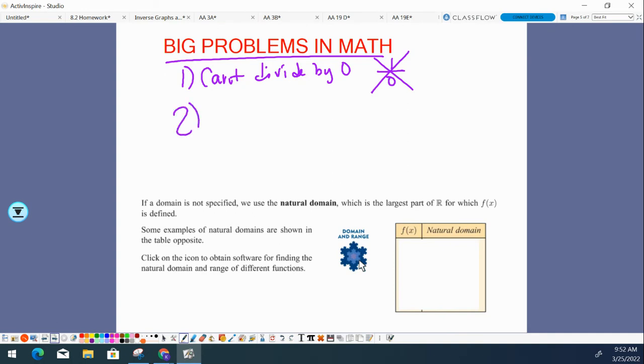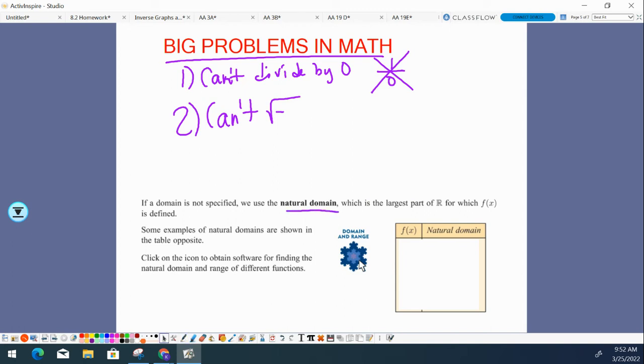The second big problem is we can't square root a negative. All right. So these two problems are the things that you look for. These are the things you look for in an equation. If you see one of these two things, those are what preclude you from finding a domain.